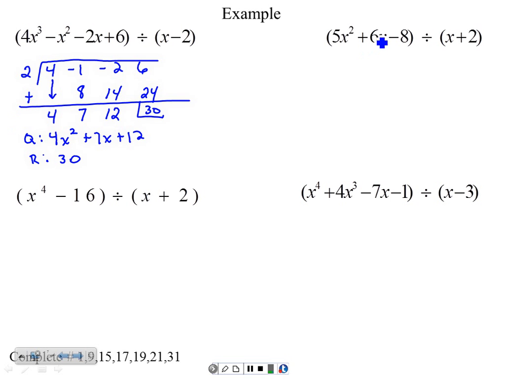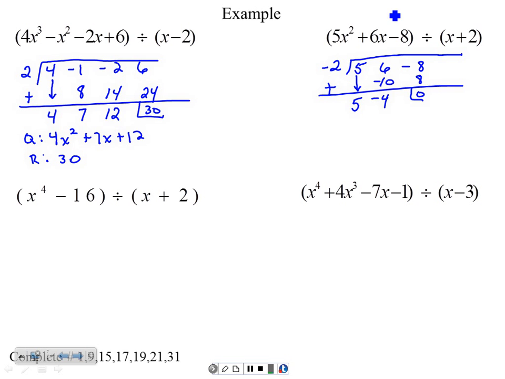Let's try again over here. We're going to write the coefficients of our dividend, not skipping any exponents. So we have 5, 6, and negative 8. And on the outside, we're going to take the opposite of the constant of our divisor. We're going to add, so drop the 5 straight down. Negative 2 times 5 is going to be negative 10. Add them together and you're going to get a negative 4. Negative 2 times negative 4 is going to be a positive 8. Add them together and you're going to get a 0. So this time your quotient is going to be 5x minus 4 with a remainder of 0.